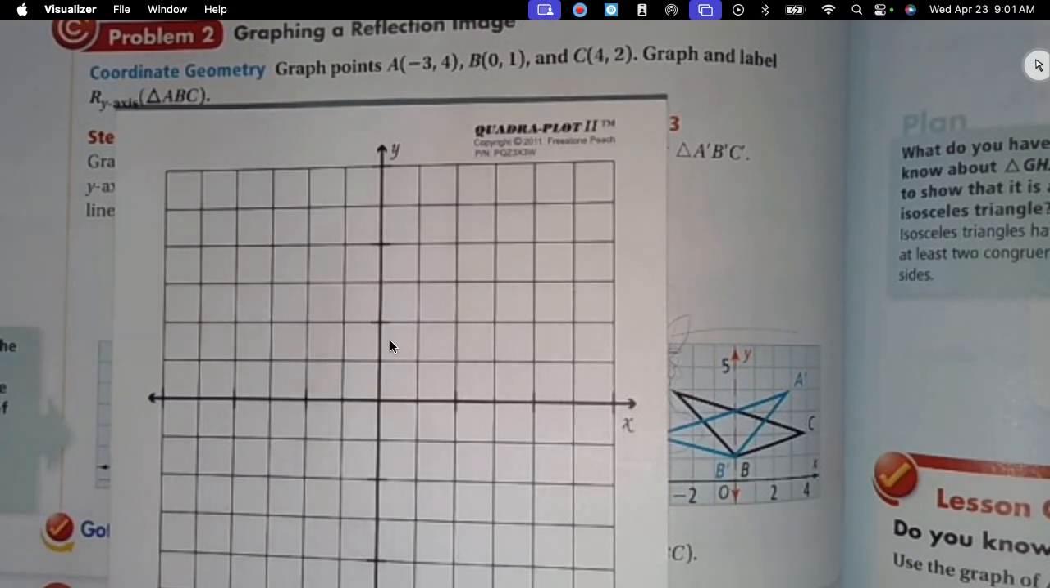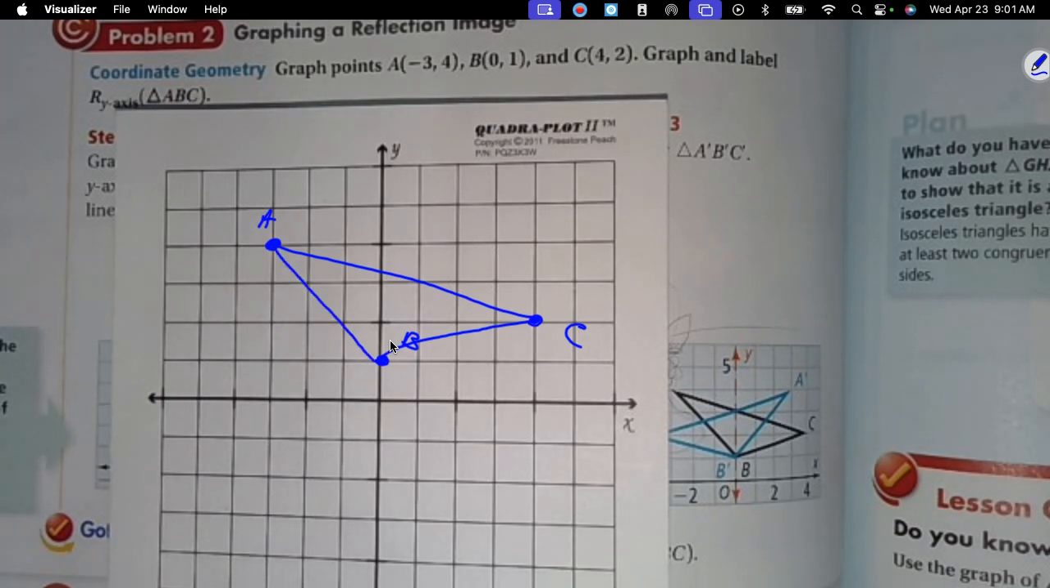All right, Lakin, you getting all this so you won't have a dozen questions for me? Okay, good. So negative 3, 4. So we go left 3 and up 1, 2, 3, 4. And I'm going to label that point A. Point B is 0, 1. Here's point B. And C is over 4, 1, 2, 3, 4, and up 2. It's kind of a big triangle.